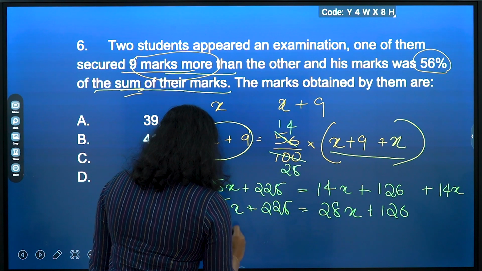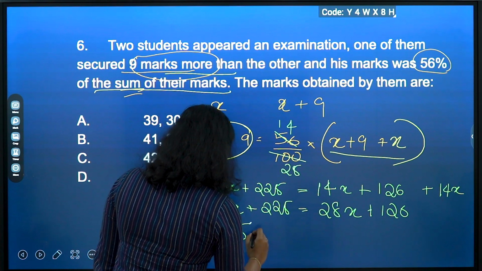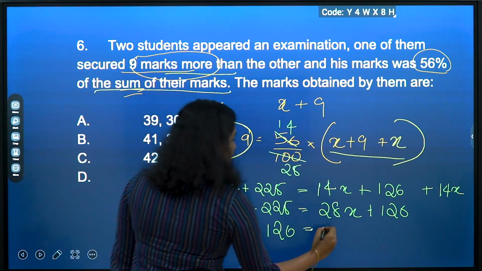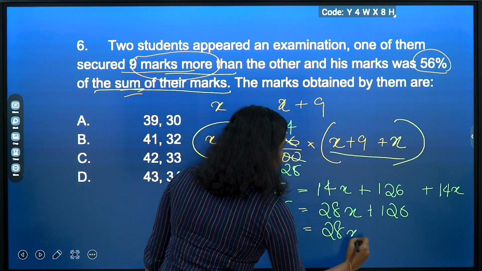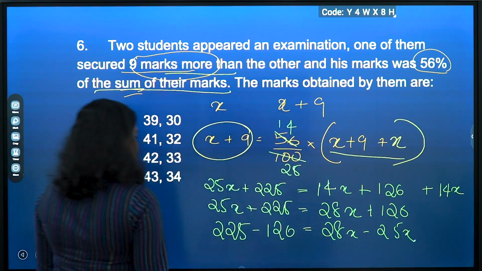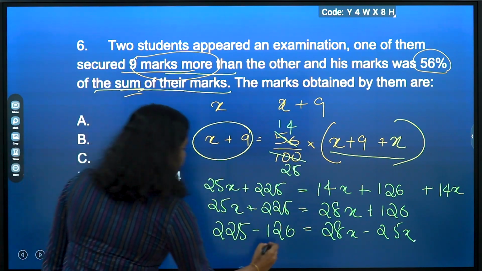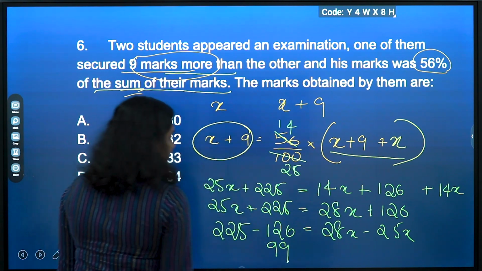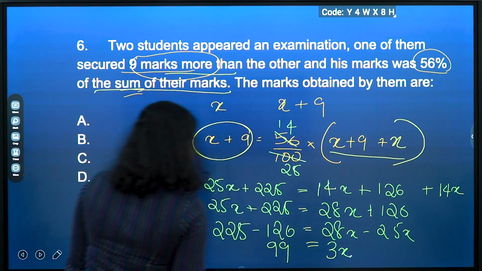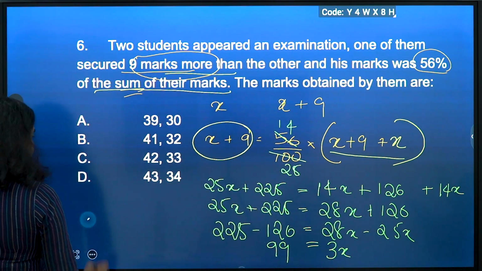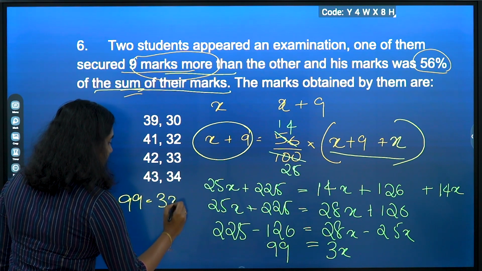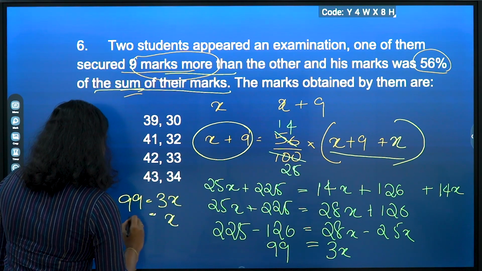So 225 minus 126 is equal to 28x minus 25x. So this will be equal to 99, right? This will be equal to 99 and this will be equal to 3x. Okay, this will be equal to 3x. So 99 is equal to 3x, that is what we got. So x is equal to 33.